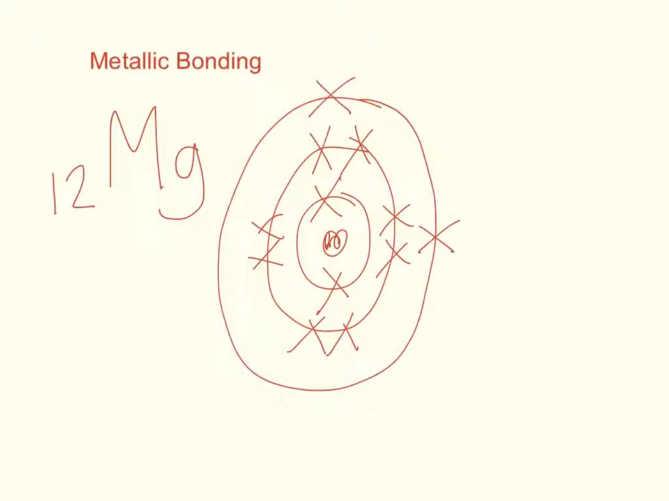Now, when you have a piece of magnesium metal, you only have magnesium atoms. They don't share electrons like they do in covalent bonding. What happens in metallic bonding is these outer electrons are lost. Unlike ionic bonding, they don't go anywhere because there are no non-metal atoms to accept these outer electrons. So these electrons just become lost between all of the metal atoms.